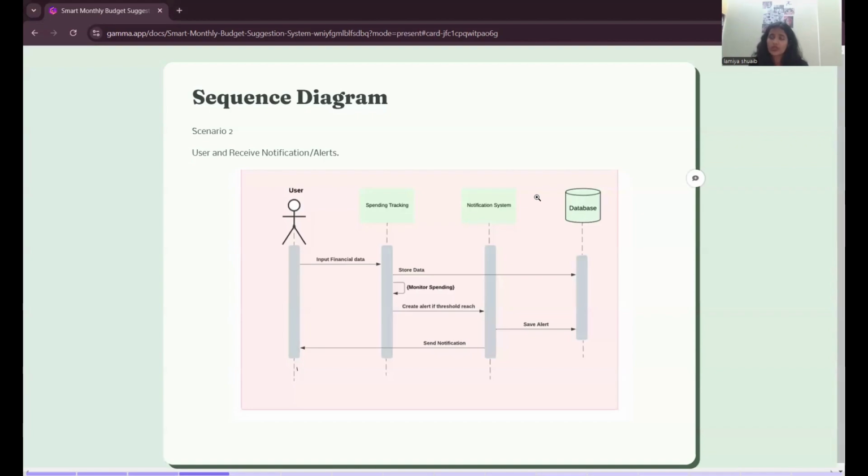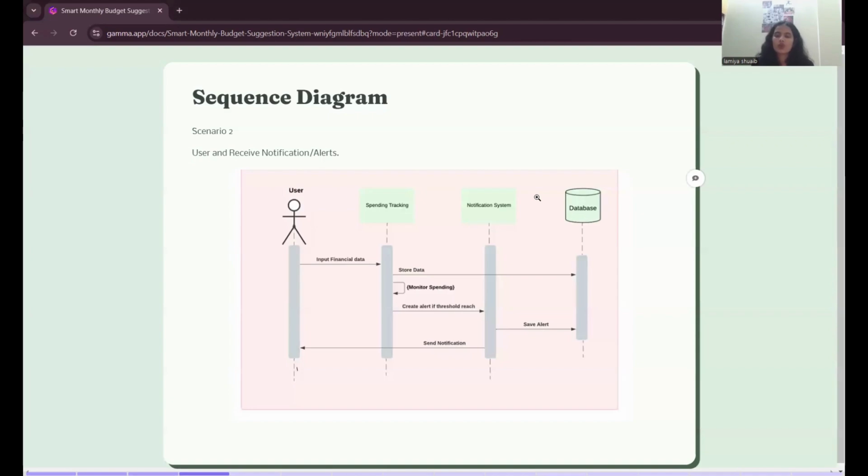Other than that, if the tracking system gets to know that the user is trying to exceed his limit, then the tracking system notifies the notification system, and the notification system alerts the user. It is also automatically stored in the database, because if the user wants to look at his history where he has crossed his limits, he can easily find it from the stored data. The notification is sent to the user via mobile pop-ups or anything like that.